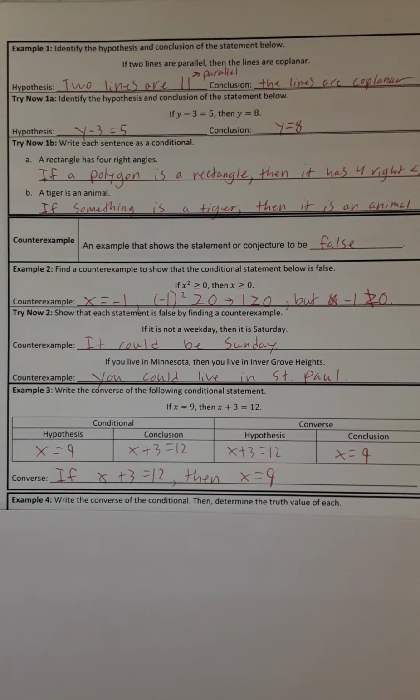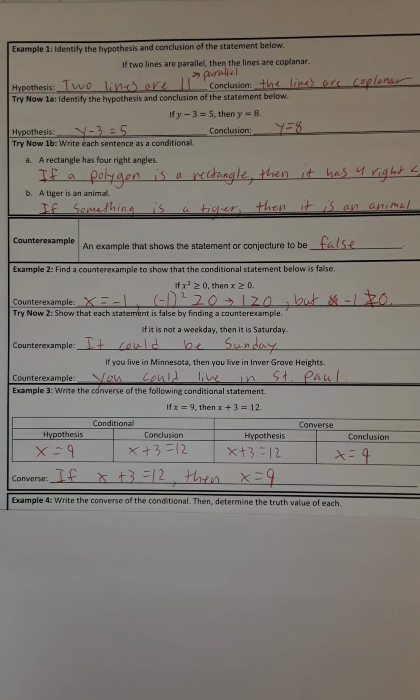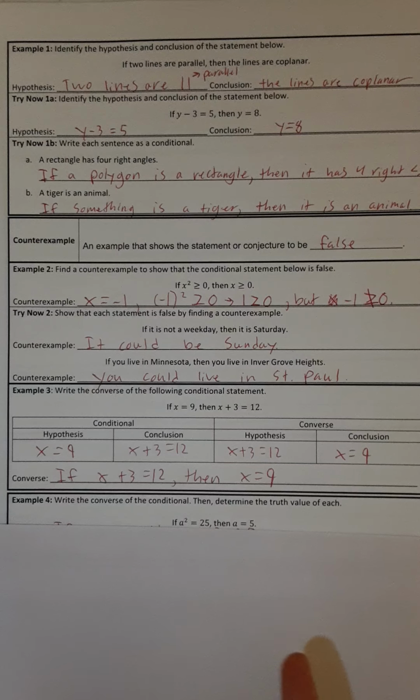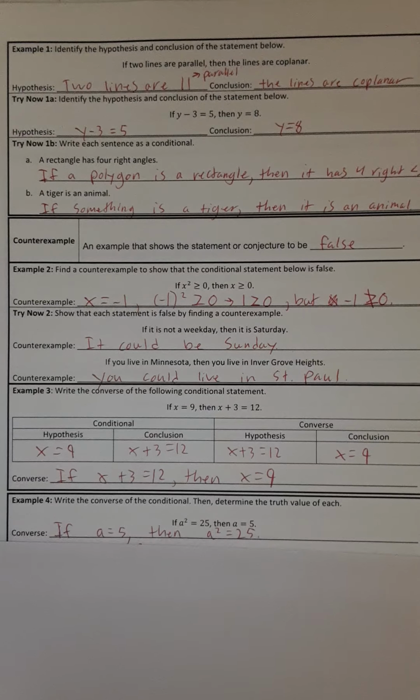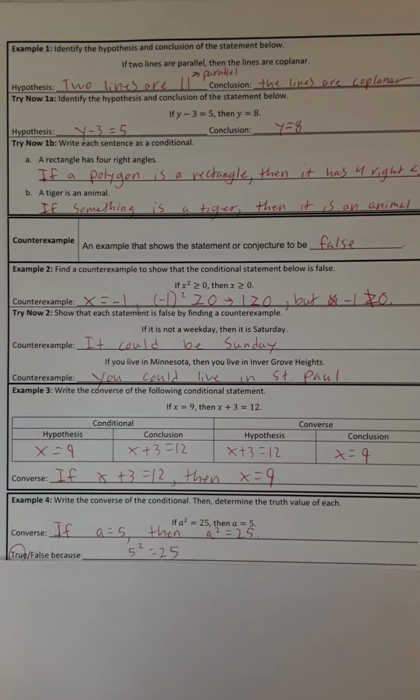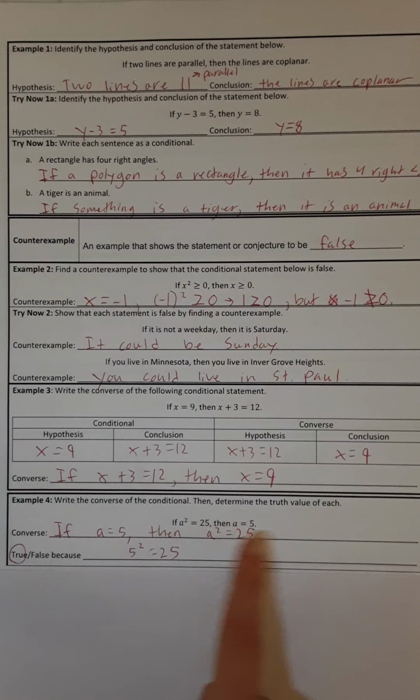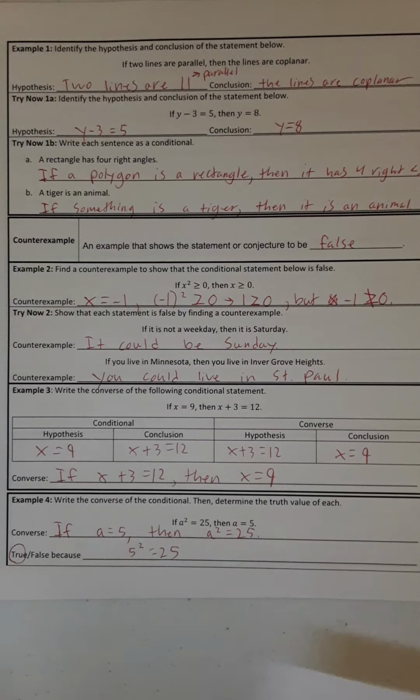Okay. Example 4, write the converse of the conditional, then determine the truth value of each. So if a squared equals 25, then a equals 5. So for the converse, we flip it around. So a equals 5 is going to go first, and a squared equals 25 is going to go second. If a equals 5, then a squared equals 25. And this is true because if we plug in a equals 5 into a squared equals 25, 5 squared does equal 25. So that is in fact true.